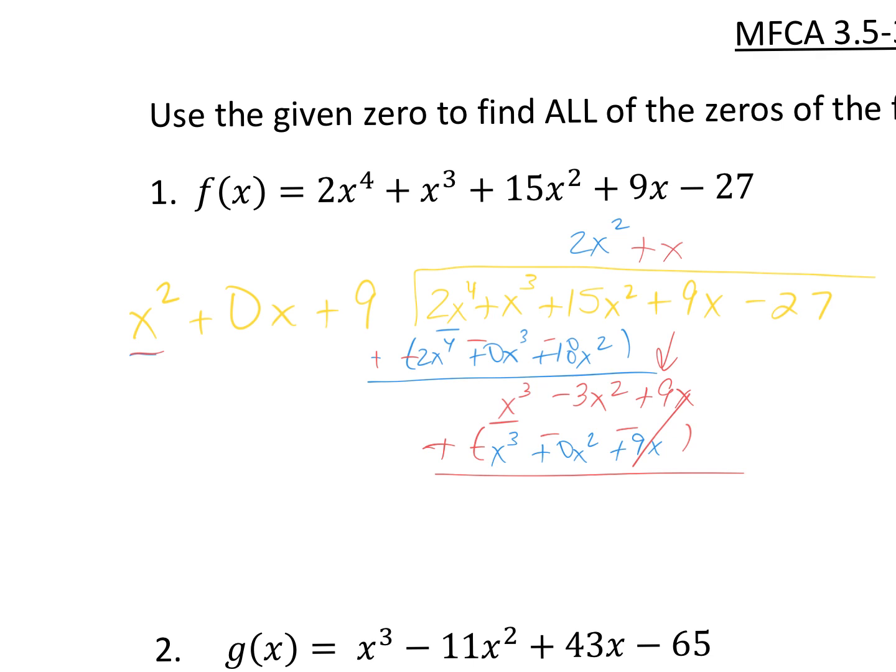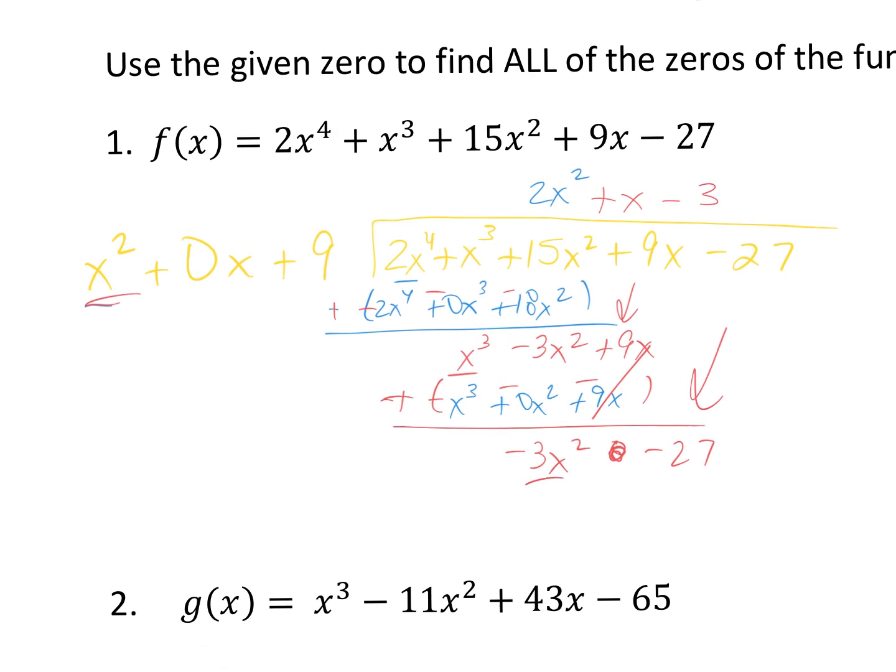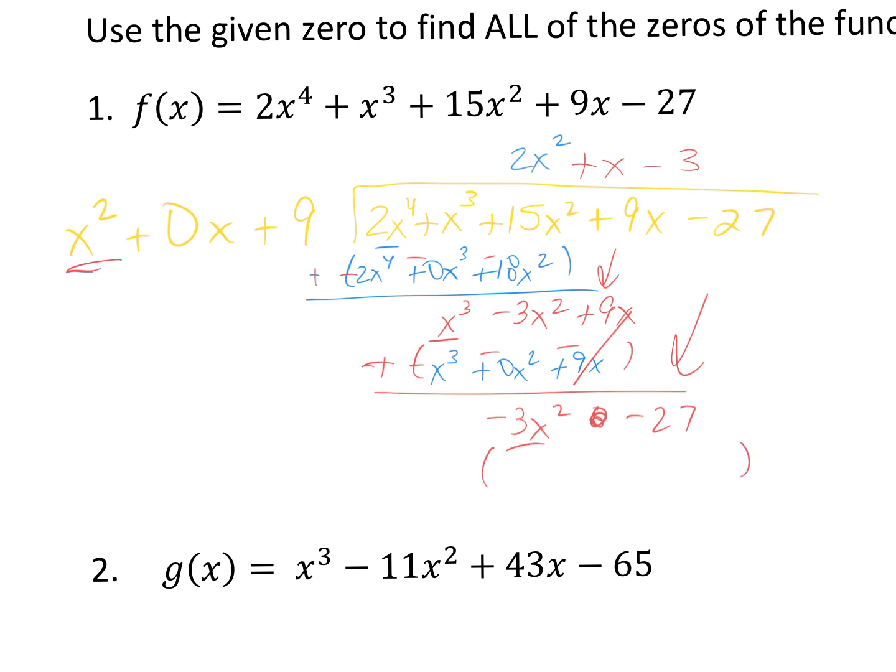9x and 9x crosses out. Negative 3x squared and nothing is negative 3x squared. And then I bring down my negative 27. So first term into first term. X squared into negative 3x squared is minus 3. Get your subtraction ready. Negative 3 times x squared is negative 3x squared. Negative 3 times 0x is 0. And negative 3 times 9 is negative 27.